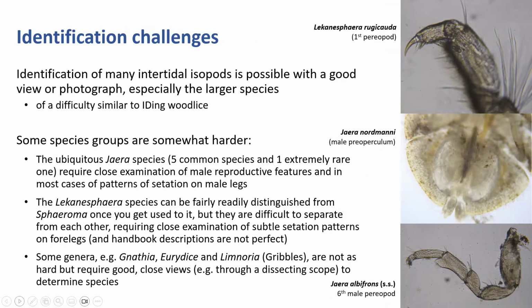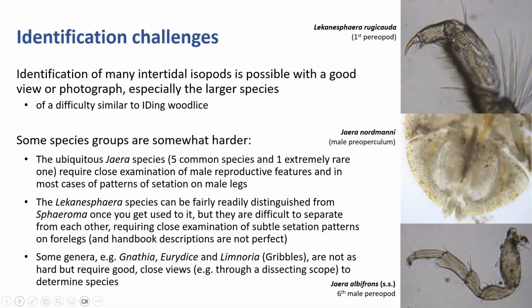There are some identification challenges. Most intertidal isopods are of a similar difficulty to ID as woodlice, and they're not especially hard for the most part. There are some tricky cases as well. But the ubiquitous Jaera species, I'll show you some pictures of those as we go along, which you'll get all along the coast, require close examination, and often microscopic examination of males and eggs, to identify which is which. Likewise with the Lekanesphaera species, you can just about tell one or two, especially Sphaeroma serratum, which we don't get up here, but you need this sort of thing to be 100% sure.